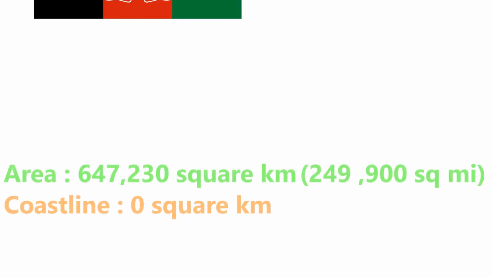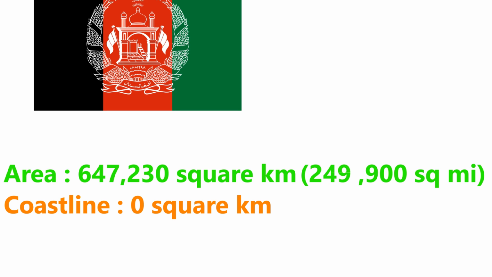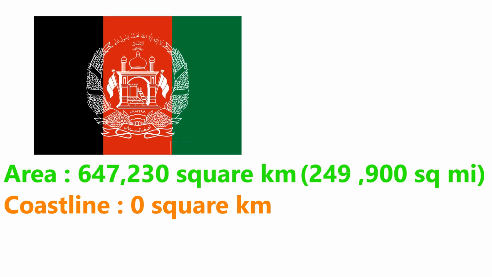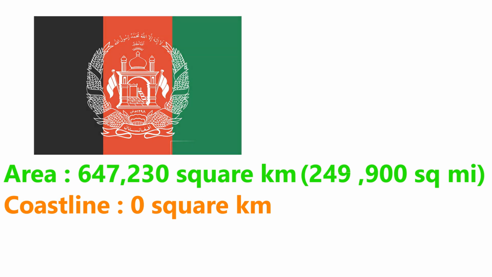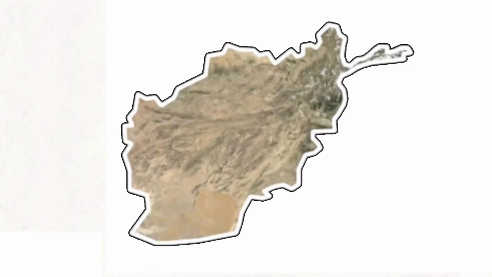It is the 40th largest country in the world in terms of size, with an area of 647,230 square kilometers or 249,900 square miles. It has no coastline as it is a landlocked country. If you look closer at the map of Afghanistan, you can find a long narrow piece of land in the northeast. You may wonder why Afghanistan has that piece of land.